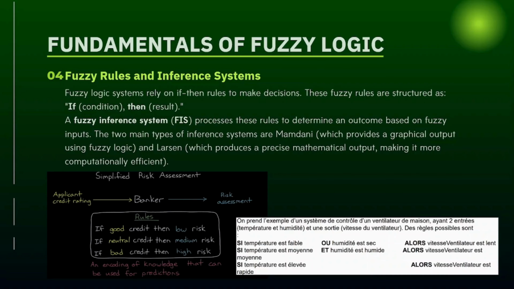These rules are the encoding of knowledge that can be used for predictions. There are a lot of examples, as you can see, for the temperature and humidity. If the condition of the temperature, for example, is weak or low, and, or, as we can see here, we used some binary operations with and, or, not. They are binary, but we're going to use these basic operations in our fuzzy logic, as we're going to see in the next part.